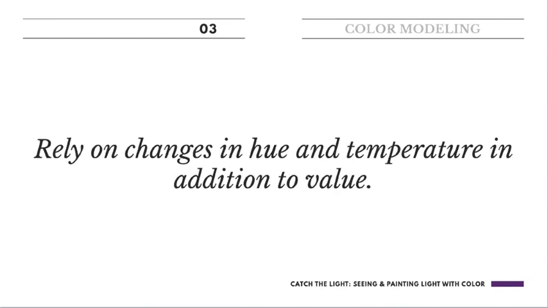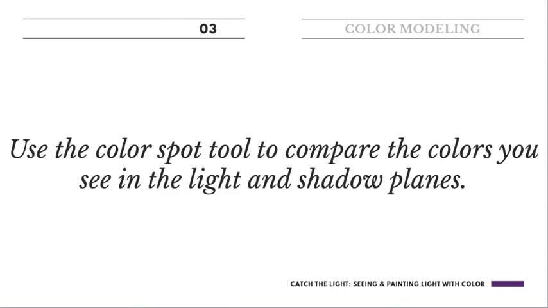Especially rely on changes in hue and temperature in addition to value. Remember, we worked mainly with value in composition, color, and light. I want you to fully explore changes in hue and temperature as we move through Catch the Light. If you're not sure which colors to select, use the color spot tool to compare the color relationships that you see in your subject. Use it to look at the light plane. Use it to look at the shadow plane to help you identify those colors.